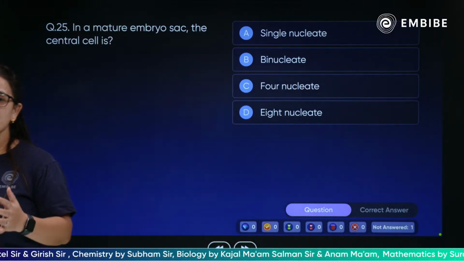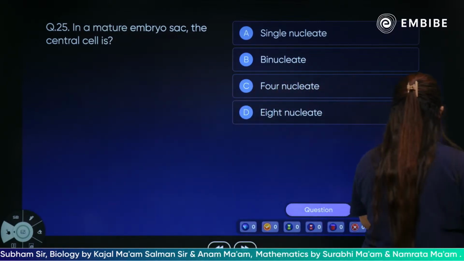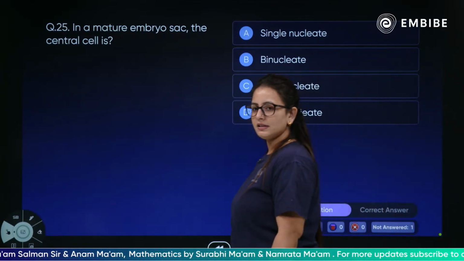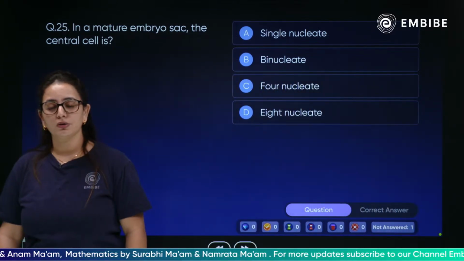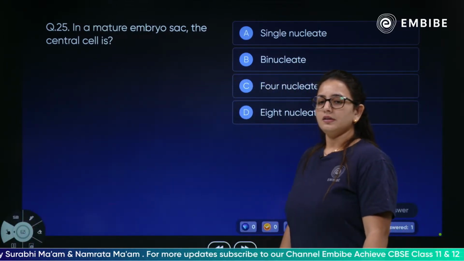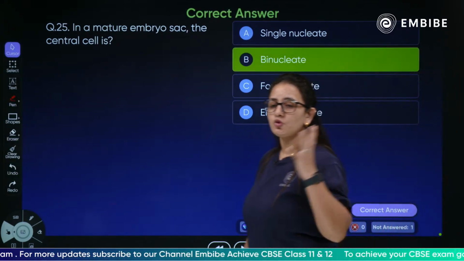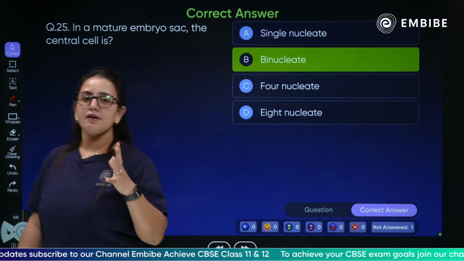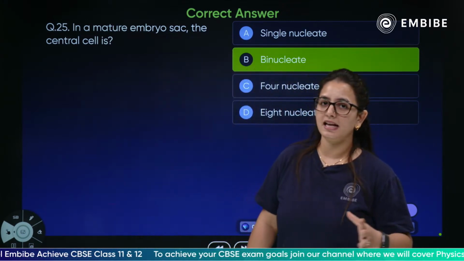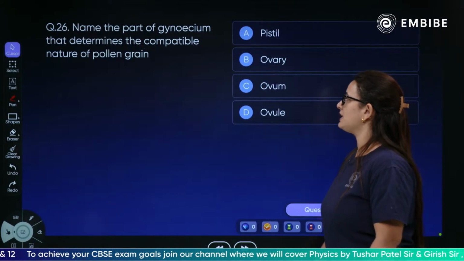Yes, you know we have seen the division, we have seen the formation of an embryo sac in detail. What would be the ploidy of the embryo sac in the central cell? Single nucleate, binucleate, 4 nucleate, 8 nucleate? The central cell is binucleate because they have two polar nuclei. If you remember, the 7-celled, 8-nucleate stage is the mature embryo sac. Everybody knows this. Next question.